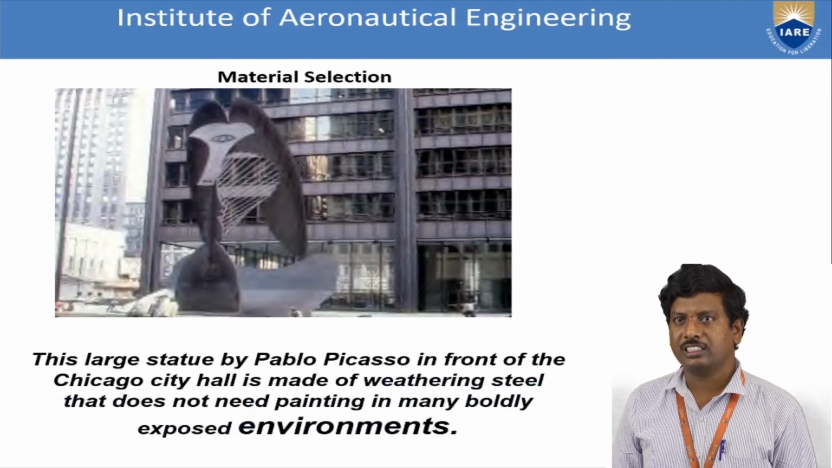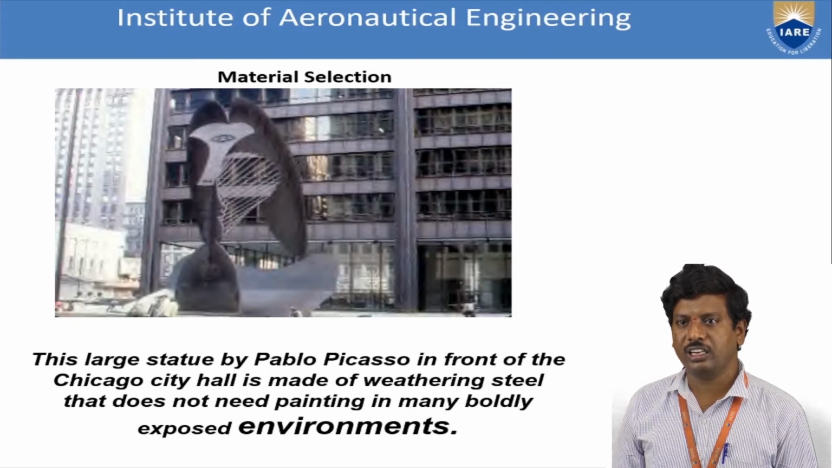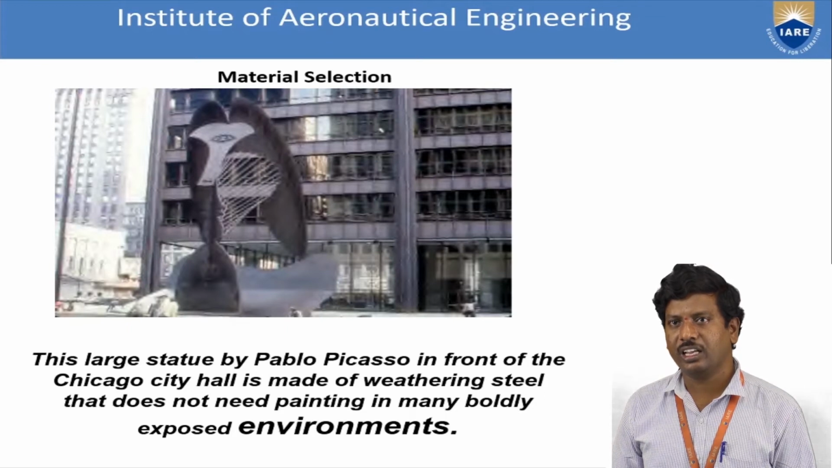This is another example of material selection to prevent corrosion. This large statue by Pablo Picasso in front of the Chicago City Hall is made of weathering steel that does not need painting in many broadly exposed environments. Even though it is present in the environment, it does not corrode. In the case of stainless steel, the rate of corrosion is lower than with iron elements.